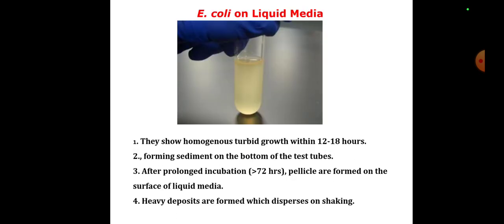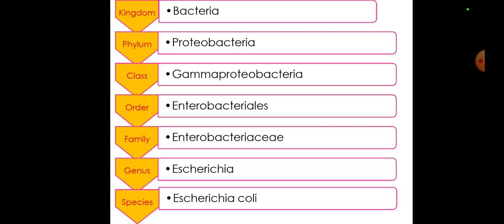And in cysteine lactose electrolyte deficient agar, which is called CLED agar, it gives lactose positive yellow colonies. In liquid media, the E. coli show homogeneous turbidity within 12 to 18 hours, that forms sedimentation on the bottom of the test tubes. After prolonged incubation, that is greater than 72 hours, you can see the pellicles that are formed on the liquid media. These heavy deposits are formed which disperse on shaking.